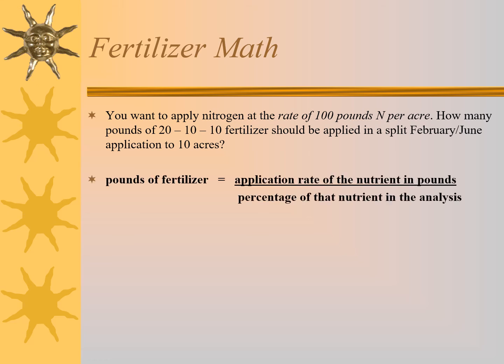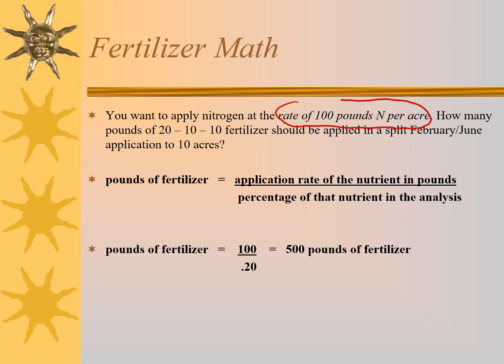Using the formula that I just provided you in the previous slide, you can calculate how many pounds of fertilizer you would need. Pounds of fertilizer is equal to 100. So 100 is the application rate. So where did I find that? Well, in this problem, it's right up here. I say that the rate of application that we want is 100 pounds of nitrogen per acre. So that is the rate. So I took the 100 and I just plugged it in right there.